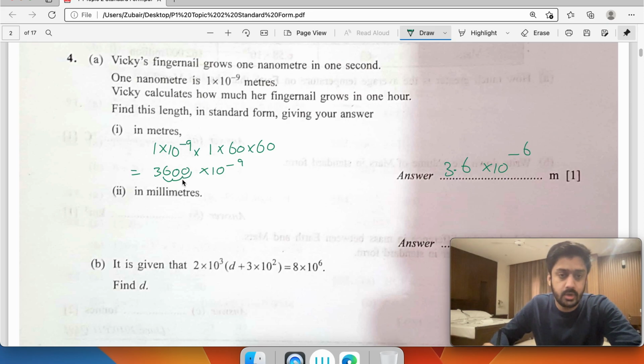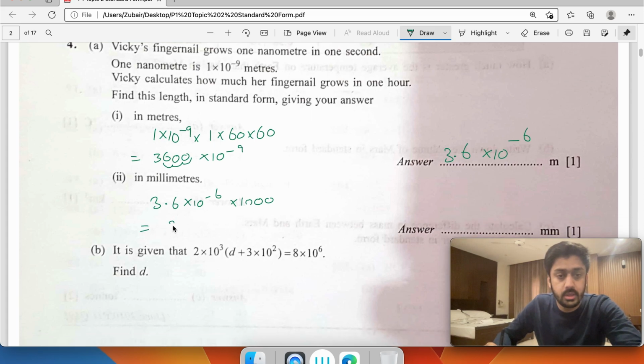When you reduce value from here, you increase on the other side. This is in meters and millimeters. There are 1000 millimeters in 1 meter. So multiply by 1000. This power again goes by 3. So 3.6 times 10 raised to power minus 3.